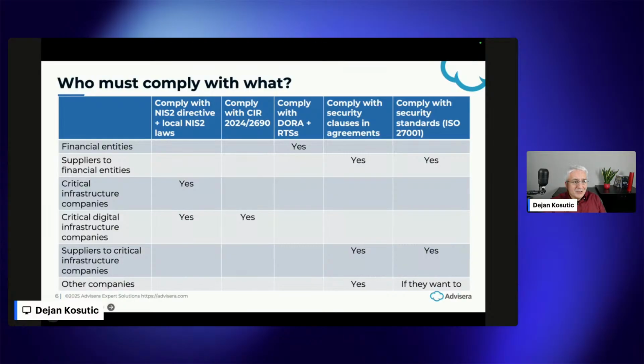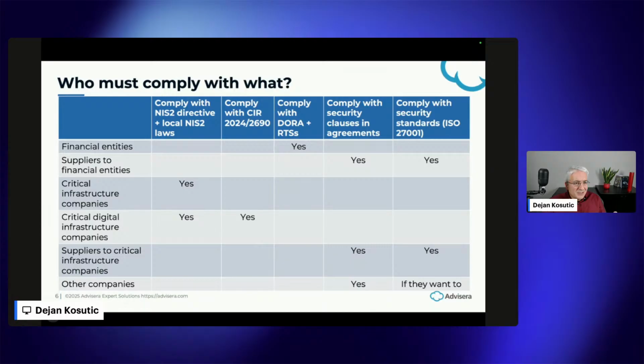Good. Yeah, so let's start with a slide on who actually needs to comply with what. It's a little bit of a complex table, but let me walk you through this. As you can see here in the first column, you have an indication of which companies need to comply with the NIS2 directive. Just to clarify, the NIS2 directive is intended for critical infrastructure companies in the European Union.